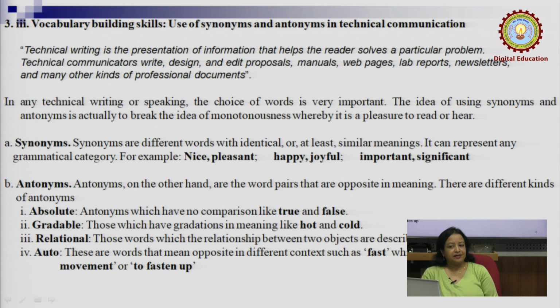Antonyms, on the other hand, are word pairs that are opposite in meaning. There are different kinds of antonyms: absolute antonyms, which have no comparisons, like true and false; gradable antonyms, which have gradations in meaning, like hot and cold; relational antonyms, where the relationship between two objects is described, like buy and sell; and auto antonyms, words that mean opposite things in different contexts, such as fast, which means quick movement or to fasten up.